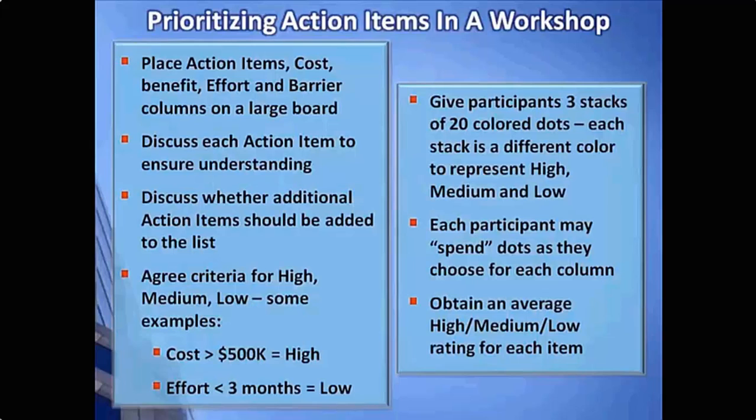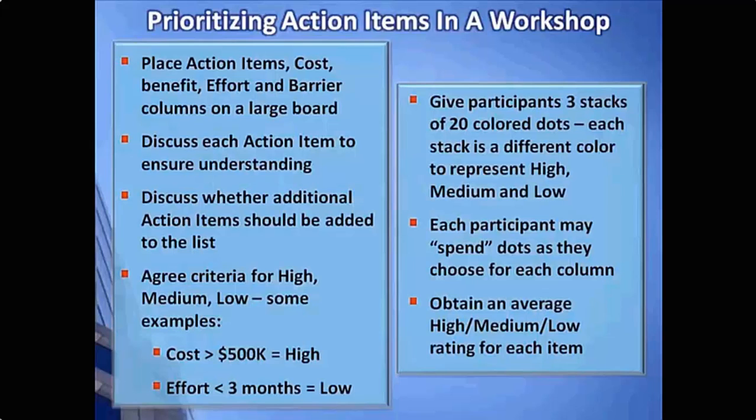So you can see we're putting just some very base criteria that's easy to understand for ranking those HMLs under each of those categories. We'll now give the participants in the room 3 stacks of 20 colored dots. Each stack is a different color that represents high, medium, and low. Each participant can then spend the dots as they choose for each column.